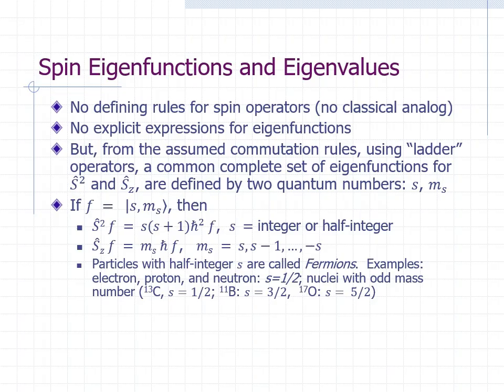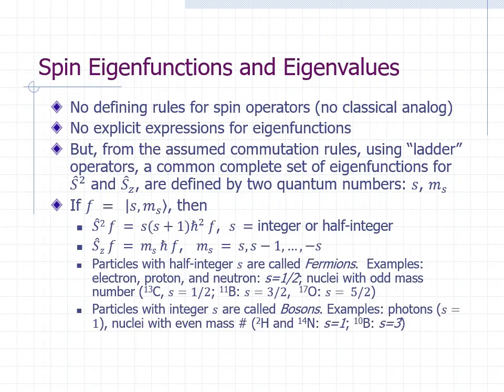Particles for which quantum number s is an integer are called bosons. Examples include photons with s equal to 1 and nuclei with even mass numbers. The deuterium and nitrogen-14 nuclei also have s equal to 1. The boron-10 nucleus is also a boson with s equal to 3. Note that for nuclei, uppercase I is often used for quantum number s.